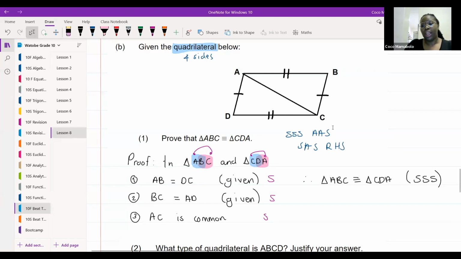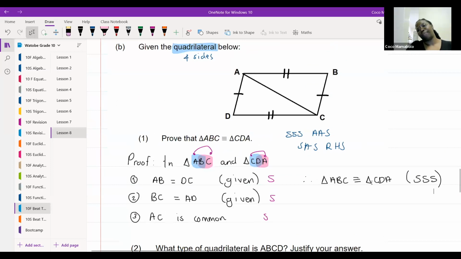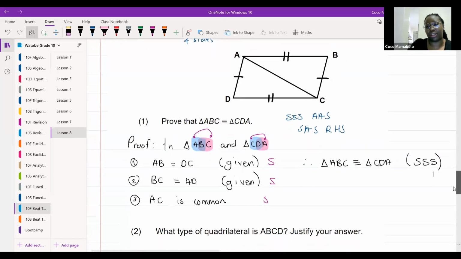Okay, then it says here, what type of quadrilateral is ABCD? Justify your answer. I want anybody to come and tell us, what kind of quadrilateral are we looking at over here? Anyone? What kind of quadrilateral is ABCD? Nkechi. Hi, ma'am. ABCD is a rectangle because there are two pairs of opposite sides that are equal. That are equal, but a rectangle would have to be very specific.